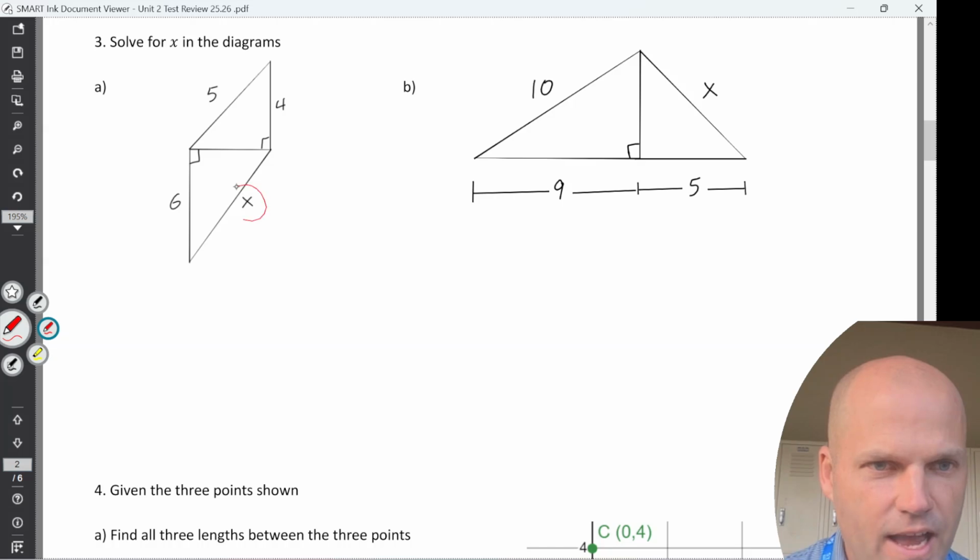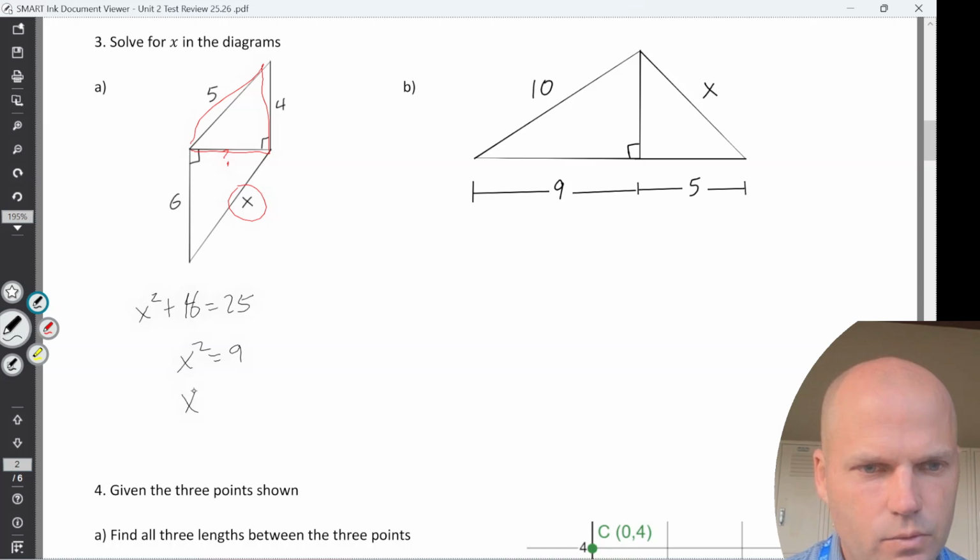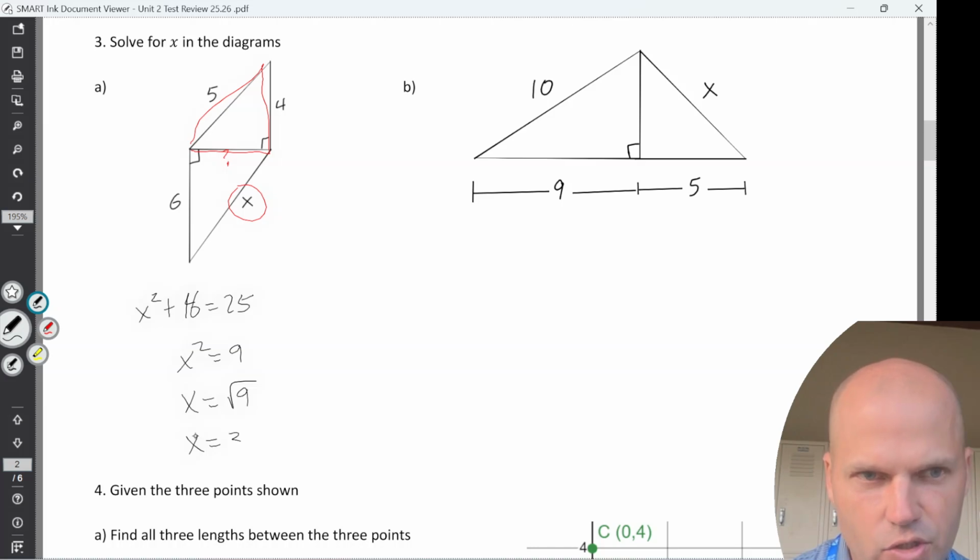We can see we want to find x, but to find x, we need to find this length. To find this length, we need to use the Pythagorean theorem in this triangle, where we have a squared plus 4 squared equals 5 squared, which will give us x squared equals 9 after subtracting, which gives us x equals 3 after square rooting. The square root of 9 is 3. I should probably include that. So if x squared equals 9, x equals the square root of 9. The square root of 9 is just 3.